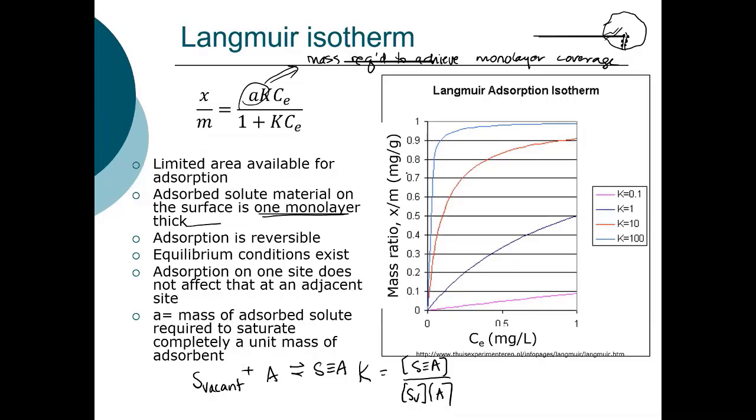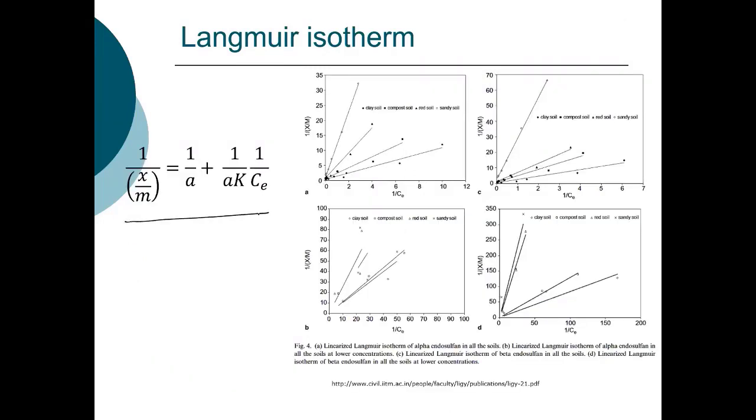And you can see here we've got some data plotted where we're plotting this X over M ratio versus the equilibrium concentration. And as I mentioned, we linearize this by taking the inverse of the concentration and the inverse of X over M. We plot that. The y-intercept is 1 over A, and the slope is 1 over A times K. So from that, we can determine both of these parameters.